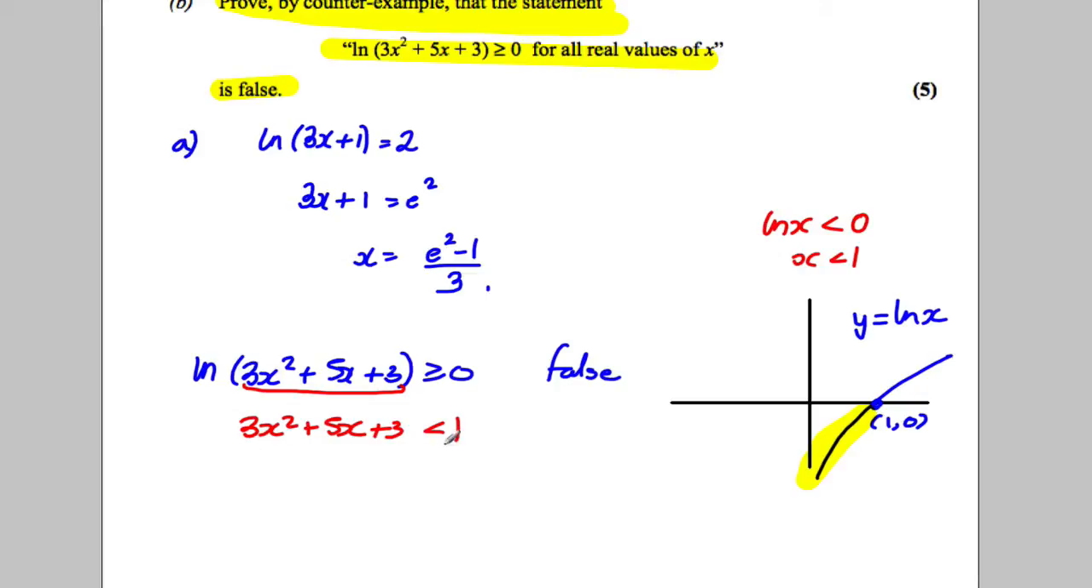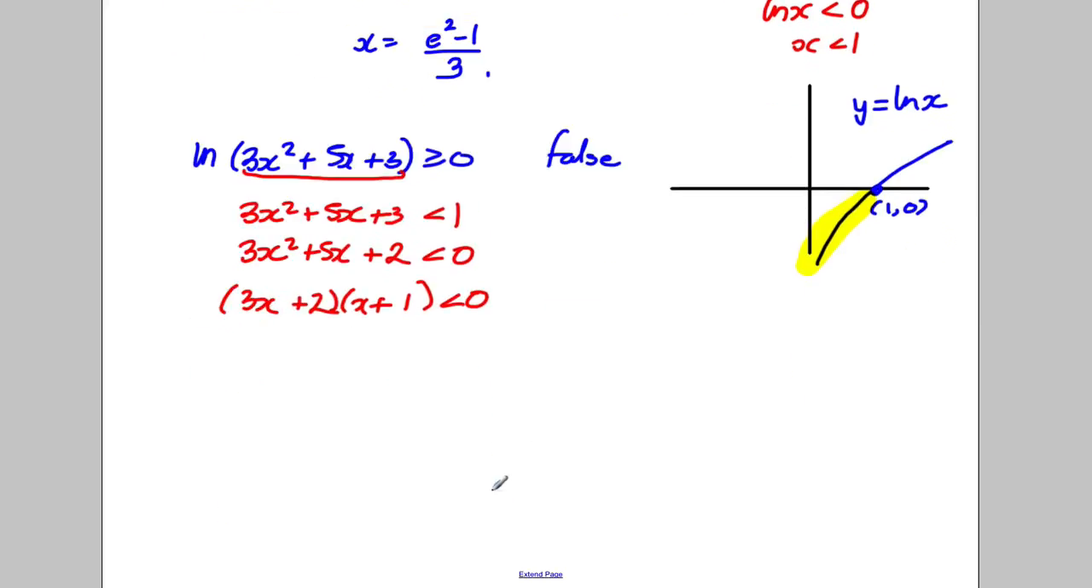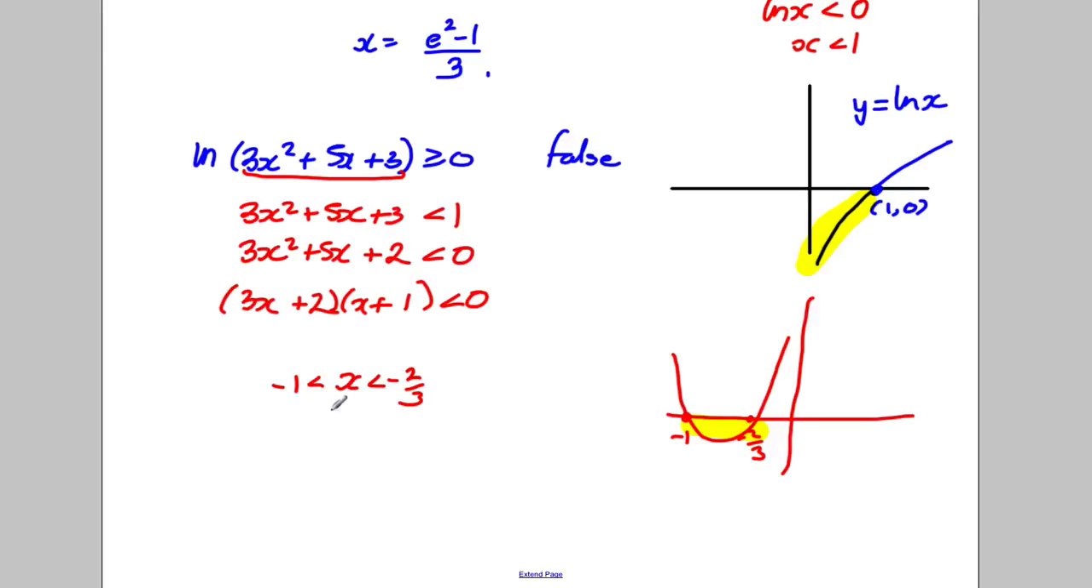I.e. if I subtract 1 off both sides, 3x squared add 5x add 2 is less than 0, which you could factorise as (3x + 2)(x + 1) less than 0, and you could draw the graph of that quadratic. Now that quadratic crosses at -1 and -2/3, so something like this, and it's a positive quadratic. So where is that negative? That's negative between -1 and -2/3.